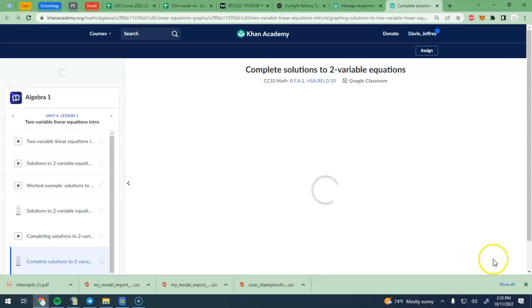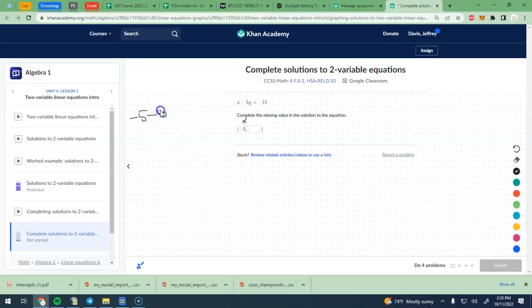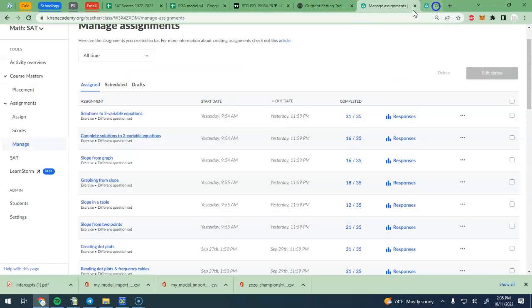Complete solutions to 2 variable equations. Okay, so they're going to give you either the x or the y. You're going to plug in what they give you and find the other one. So here they're telling me x is -5. So -5 minus 5y equals -15. I would add 5 to both sides, which will give me -5y equals 10, and then divide by -5, which will give me y equals -2. So they're basically just giving you one of the variables. So here they're telling me y is -4. So you put -4 there, and there, and then you work it out and solve for x.